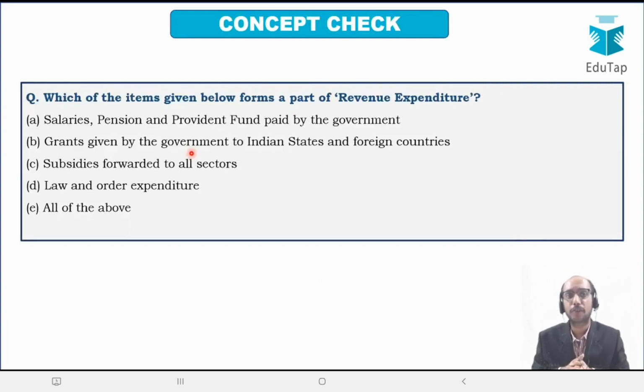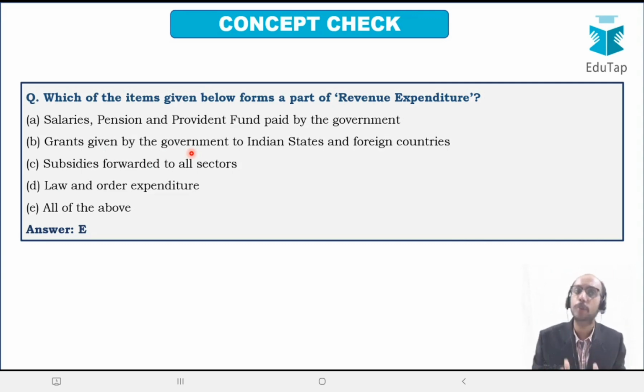Which of the items given below forms a part of revenue expenditure? Salaries, pensions, provident fund paid by government, grants given by government to Indian states and foreign countries, subsidies forwarded to all sectors, law and order expenditure. Which of these is your revenue expenditure, right? I'm sure you have identified that the answer to this question should be E, that is, all of the above, because all these expenses that the government is undertaking are regular expenses, operating expenses, recurring expenses, and do not result in the creation of any kind of financial or physical asset, right?